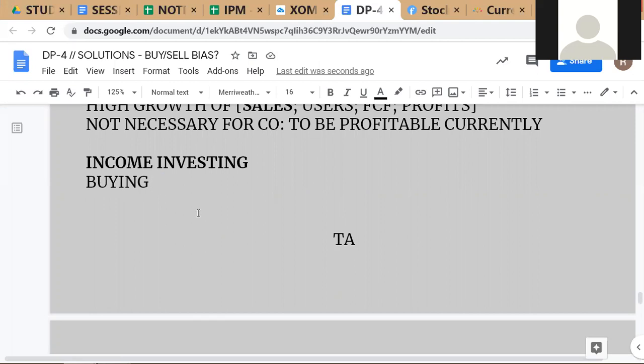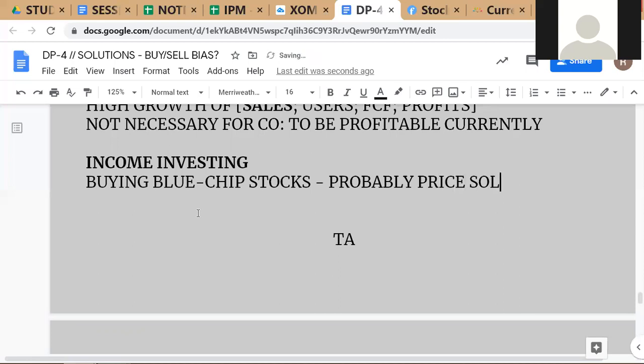So buying, let's call them blue chip stocks. Blue chip stocks means reasonably well-known stable companies, probably price sold off, the market sold off too much, just like your ExxonMobil. ExxonMobil would be both a value investing play as well as an income play.